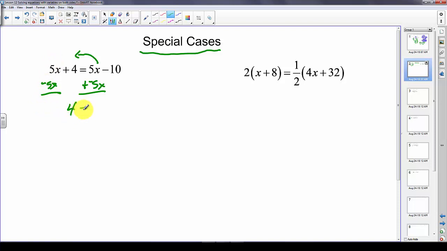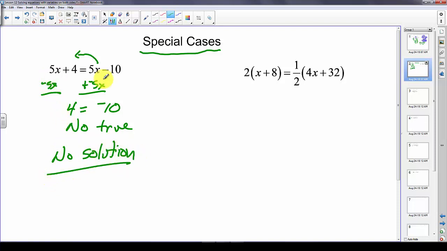So I'm left with this following statement, that 4 equals negative 10. We know this is not true. So what this says is there's no solution. In other words, no value of x will make the two sides of the equation equal. Another way to write no solution is like a 0 with a line through it. That works as well. Now let's look at the equation over to the right.